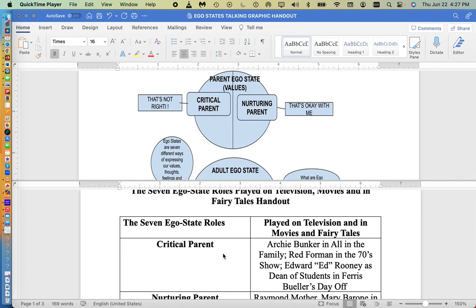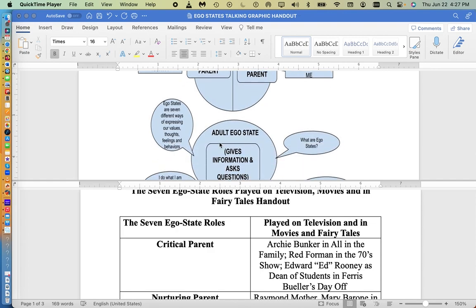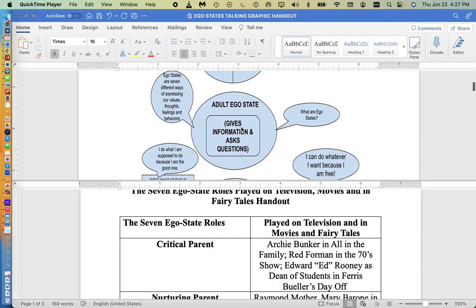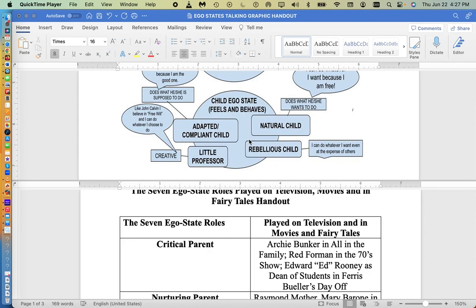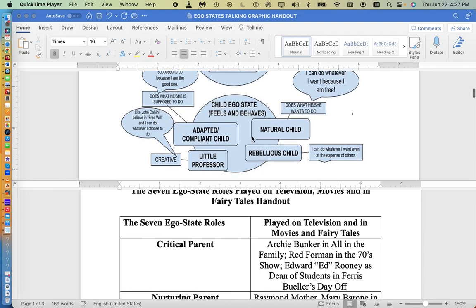The critical parent basically over here criticizes and indicates what's not right or what is wrong, shares their values. The nurturing parent indicates that certain behaviors are okay. And when you're in the adult ego state, you give questions and give information. And the last ego state would be the child ego state, again, that exists within you. And let's take a look at the various parts of the child ego state.